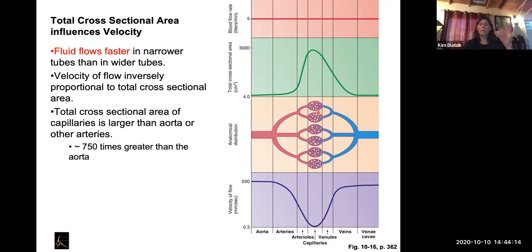Okay, this is important for you to understand. A mistake a lot of students make, they mix up the word total. We also talked about total peripheral resistance. This is totally different than that. Okay, this is total cross-sectional area. So don't mistake those terms. You have to be strong in your terms in order to understand this well.